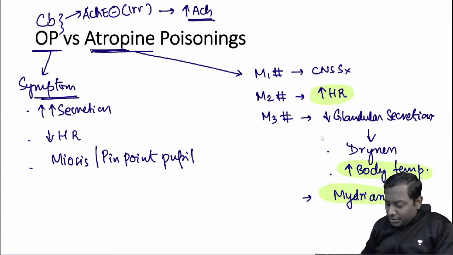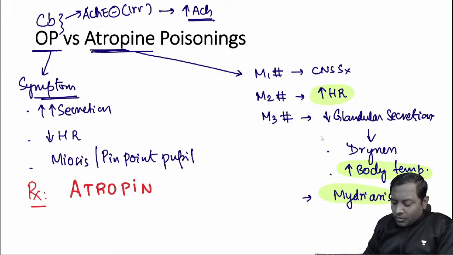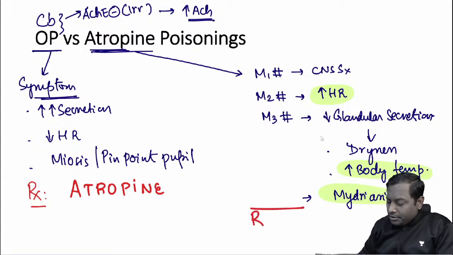If you can easily distinguish, then why not discuss the treatment of this one? How will you manage? Let's talk about this. For the management of organophosphates, what's the antidote of choice? What is the antidote of choice for the management of this organophosphate or carbamate? We will be using our very own atropine. Pretty simple. And for the atropine poisoning, what will you use? You will be using physostigmine.